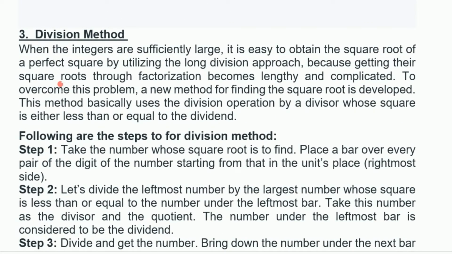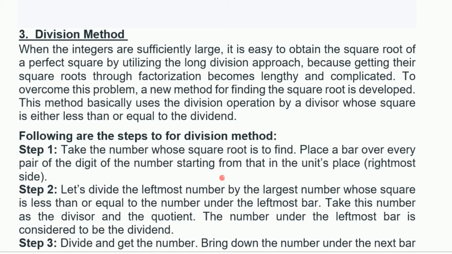Next we will go to the division method. There is one more method called the division method. This is a little bit complicated. When the integers are sufficiently large, it is easy to obtain the square root of a perfect square by utilizing the long division approach, because getting the square root through factorization becomes lengthy and complicated. To overcome this problem, there is the division method.